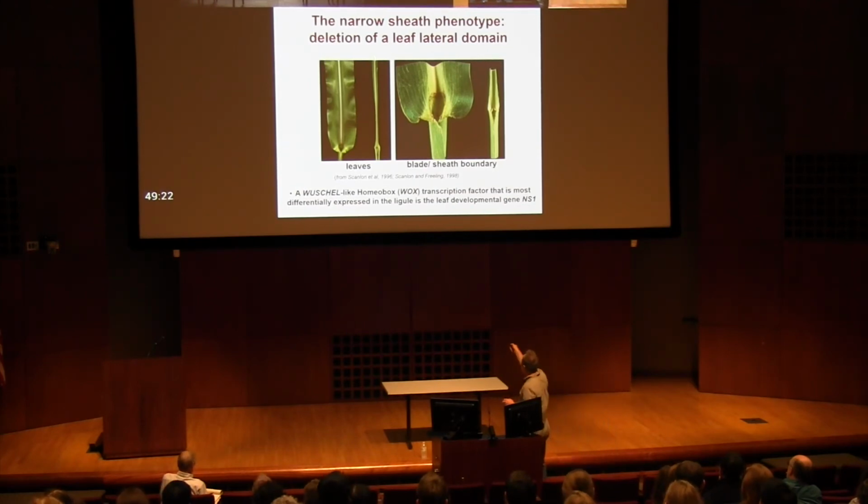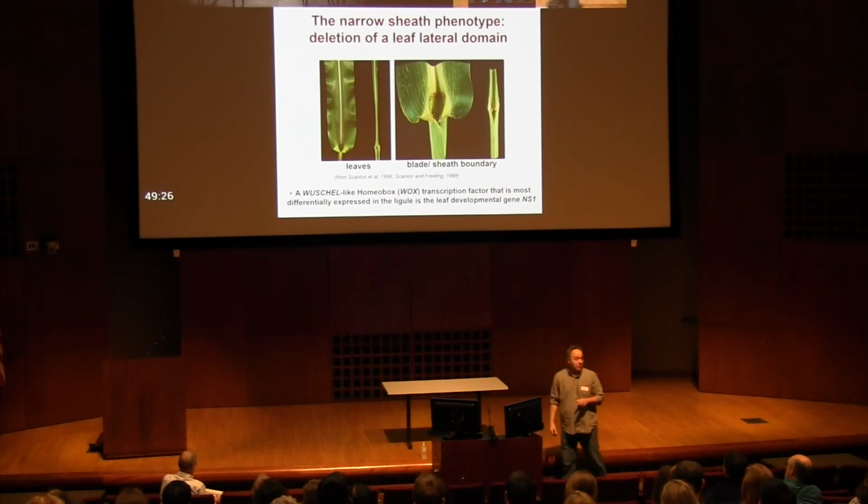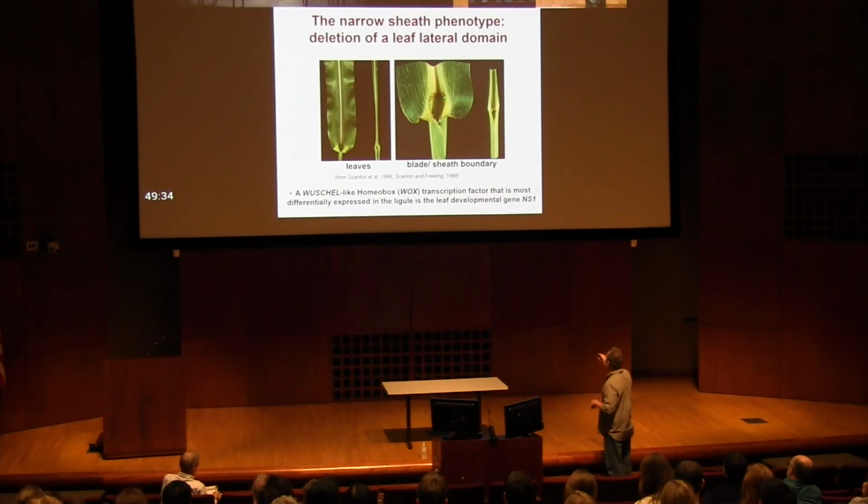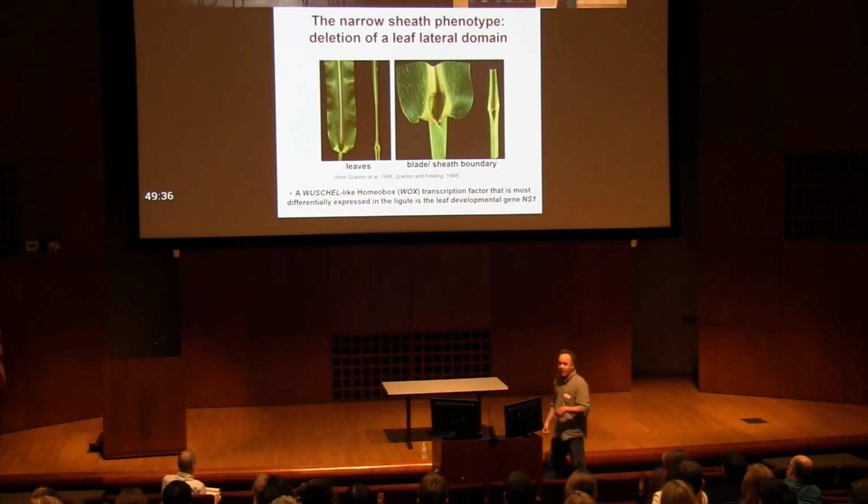So this is a narrow-sheath 1, narrow-sheath 2 mutant, which is missing a big chunk of leaf. And this is made early in the meristem. There's a lot of ligule missing. If you look at the close-up of this blade sheath boundary, there's a lot of ligule missing compared to wild type. But we figured, okay, if you don't make leaf early, you can't make a ligule on that leaf later.